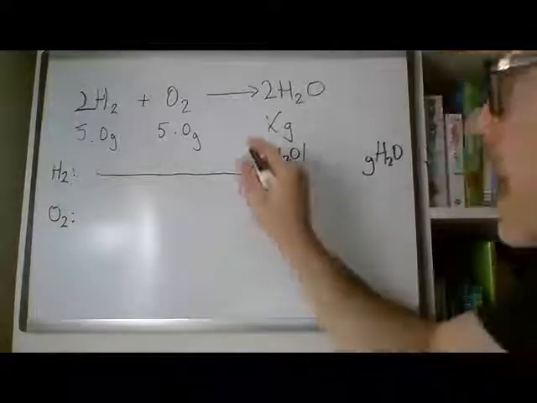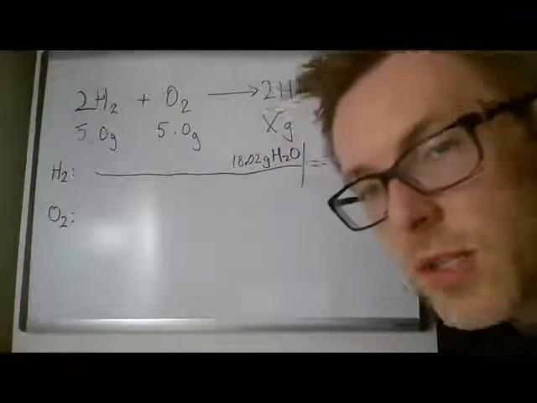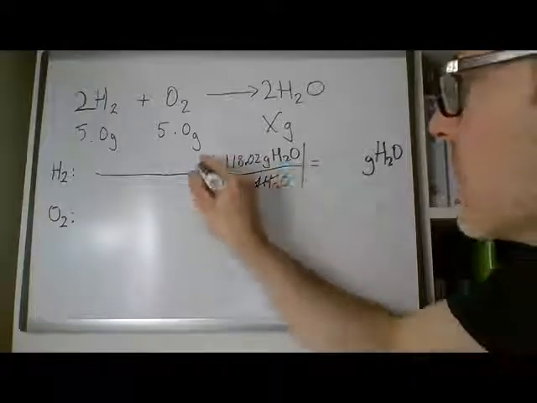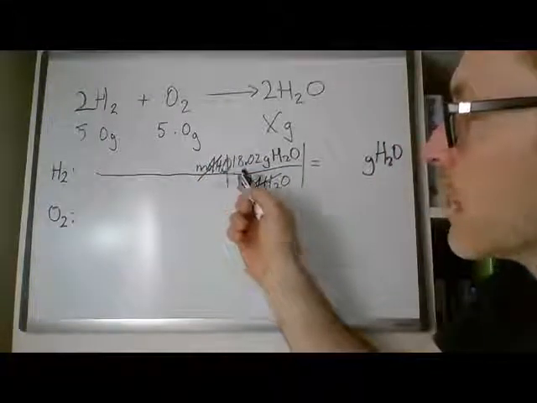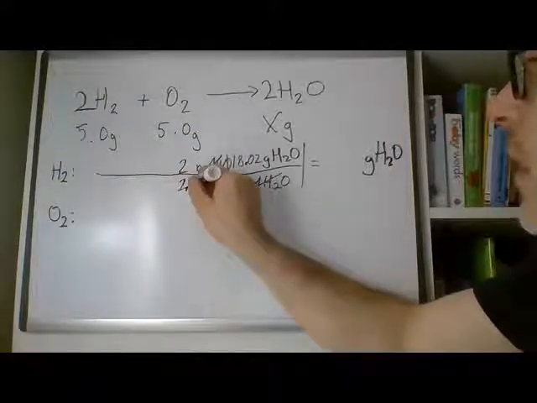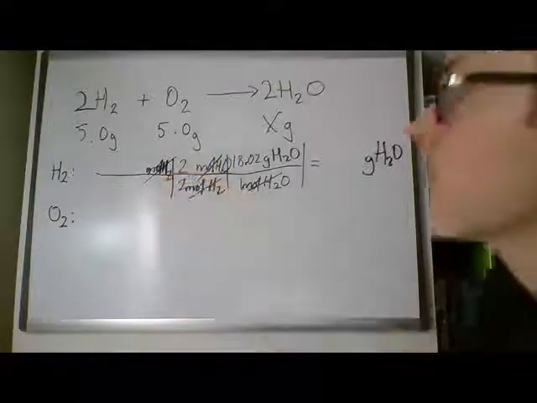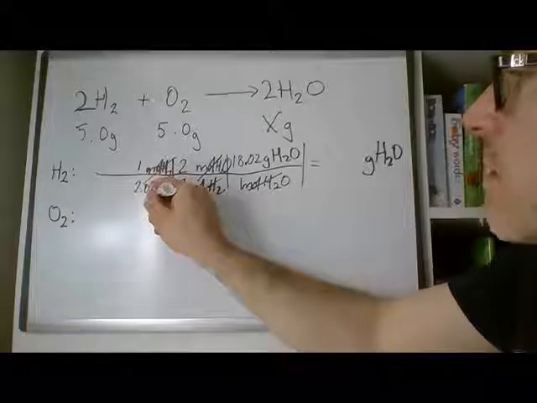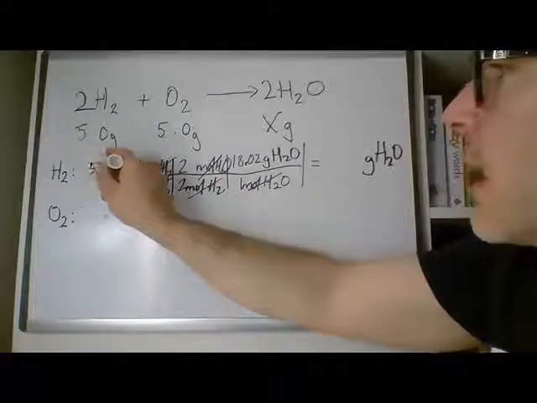Whenever I have gram, I immediately write gram and I write the weight in gram. So it's 18.02. Again, 18.02 is the mass of one oxygen and two hydrogens all added together. That's equal to one mole. We put mole of water up here and cancel. I know that there's 2 moles of water equivalent to 2 moles of hydrogen. Can't use my input yet. I know that a mole of hydrogen is 2.02 grams of hydrogen. And I've got 5 grams of hydrogen.